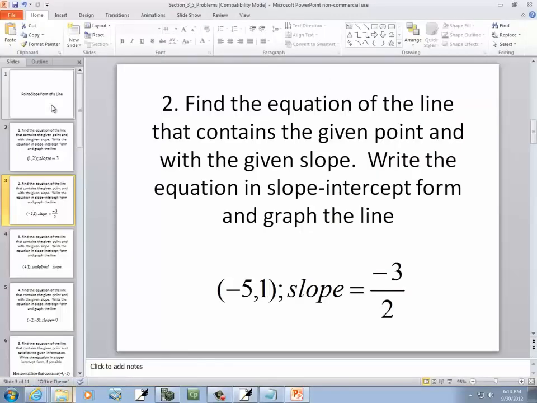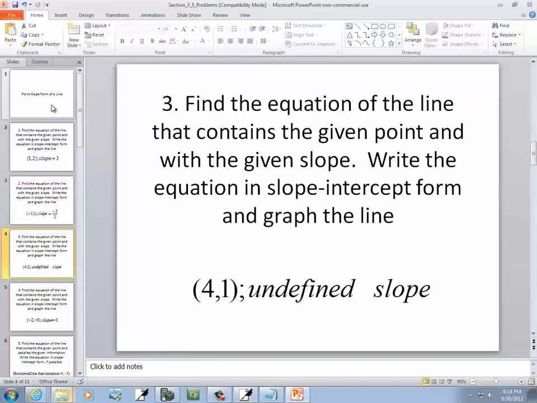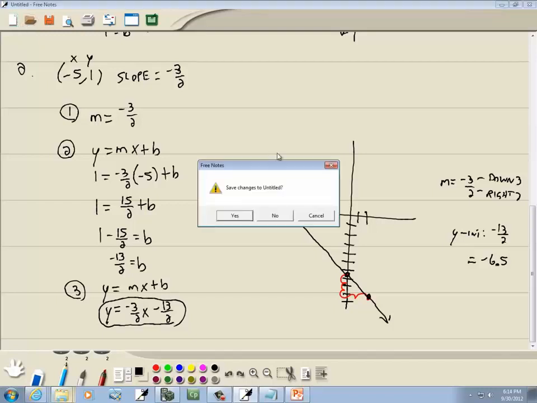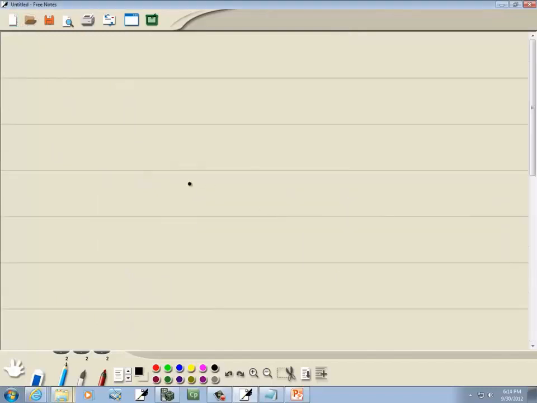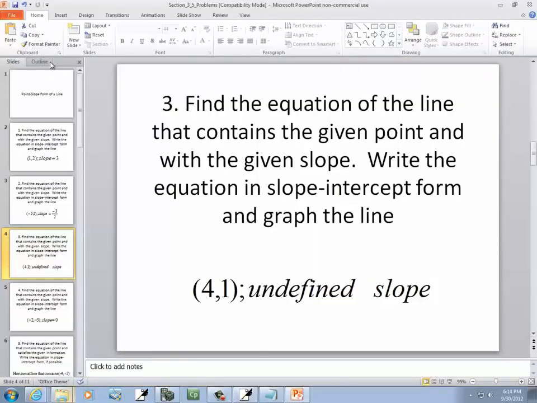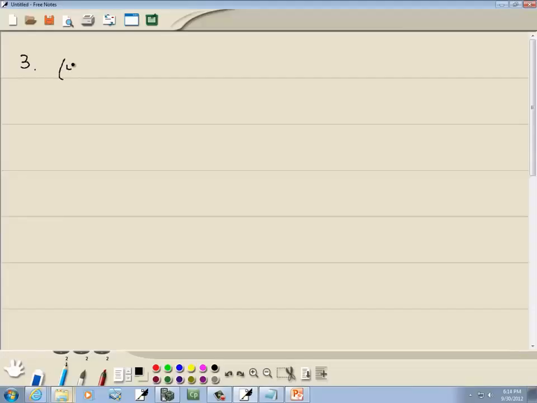And let's look at our next one. Let's start a new page here. It says 401, undefined slope.